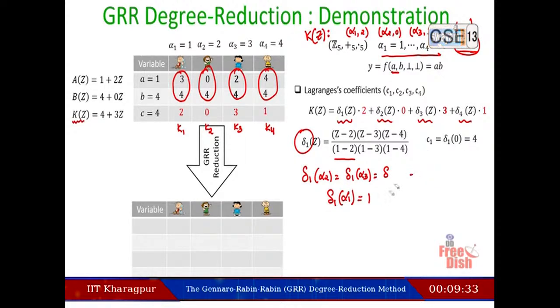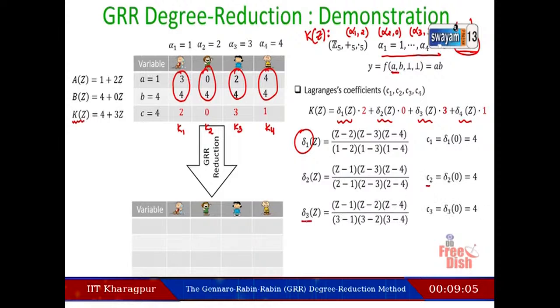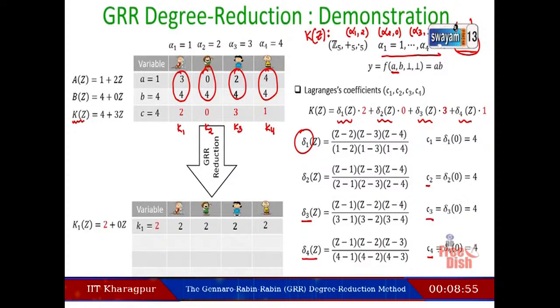Remember, all the operations are performed over Z5, where the plus operations are addition modulo 5 and multiplication operations are multiplication modulo 5. The delta 2 polynomial in the numerator will have a polynomial and correspondingly the second Lagrange coefficient, and similarly the third and fourth delta polynomials and the corresponding third and fourth Lagrange coefficients. So, these C1, C2, C3, C4 are publicly known. They have got nothing to do with the shares of A and B, and the shares which right now are available with the parties.